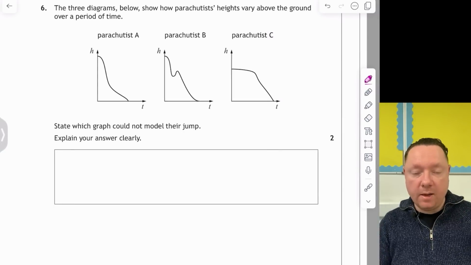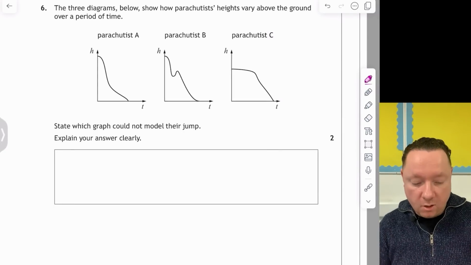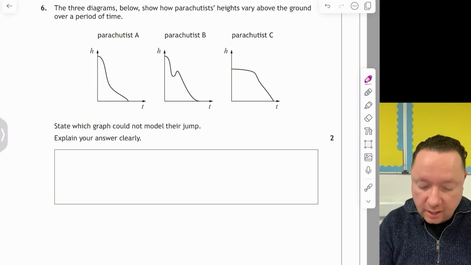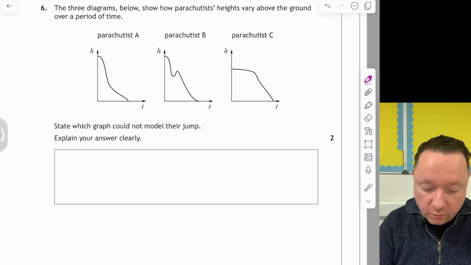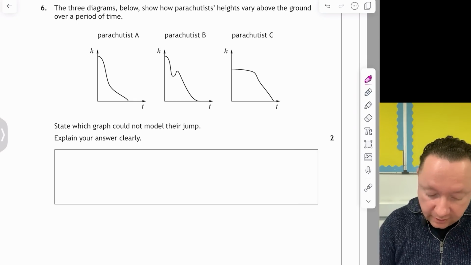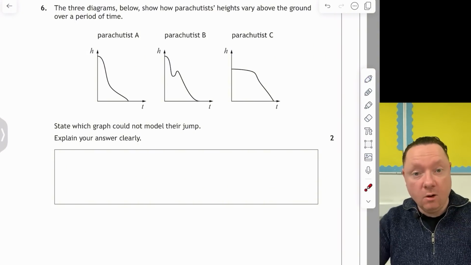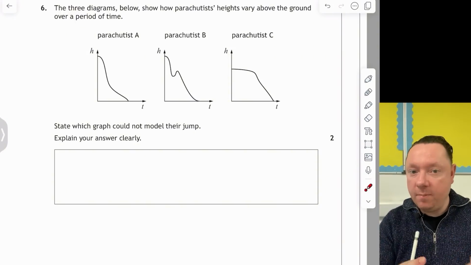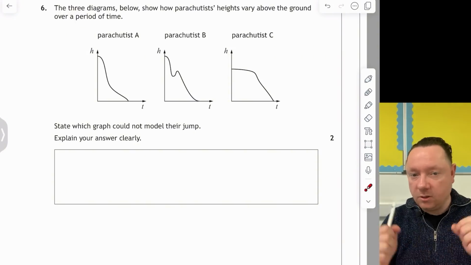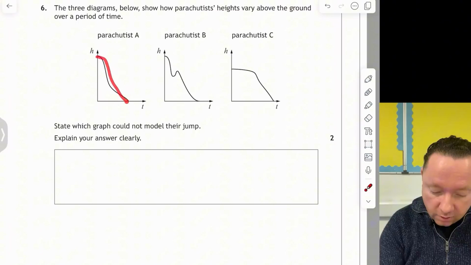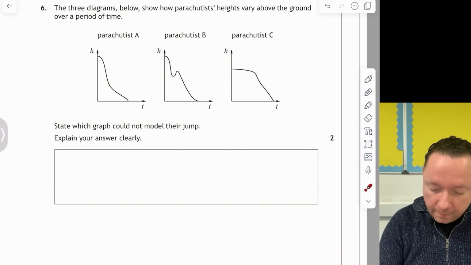SQA Higher Application of Maths 2023 Spec Paper, August. Question 6. The three diagrams below show how a parachutist's height varies above the ground over a period of time. So you've got A, B and C. Which graph can't model a jump? So if you jump out of a plane, you're always going down. You never jump back up. It might look like it does in the movies because it's getting filmed by someone falling, but actually you always just go down. So that goes down all the time, that goes down all the time. This one goes down and then seems to jump up, so it's B.